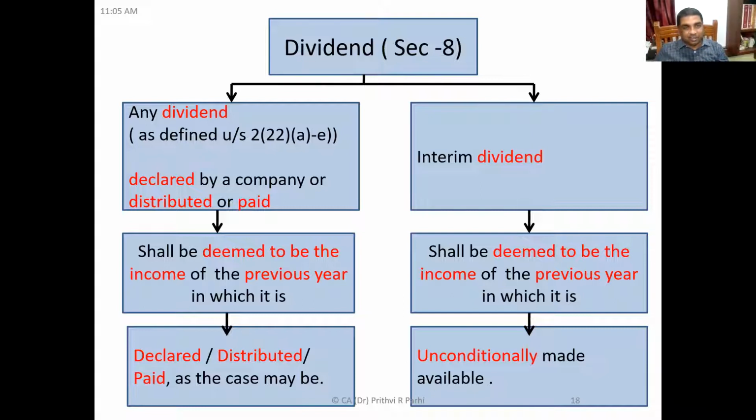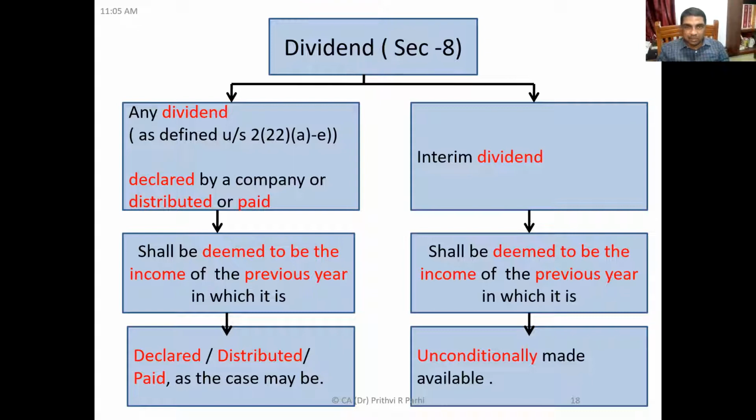Any dividend declared by a company, or distributed or paid, shall be deemed to be the income of the previous year in which it is either declared, distributed or paid, as the case may be. So if the dividend is declared during the previous year, or distributed during the previous year, or paid as the case may be, it will be deemed to be the income of that previous year. It may be just declared, might not have been paid, but still it is income because the provision says declared, distributed, or paid. Is it clear to you? Provisions for dividend.